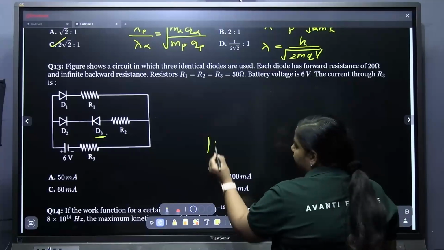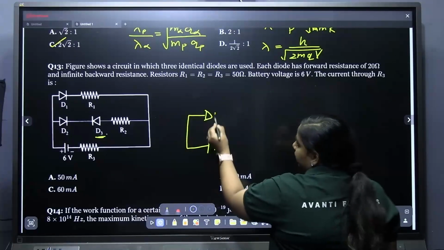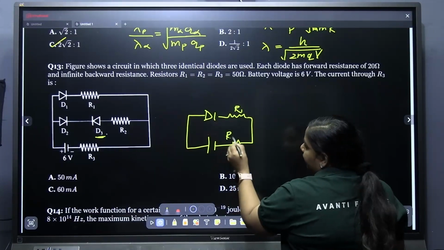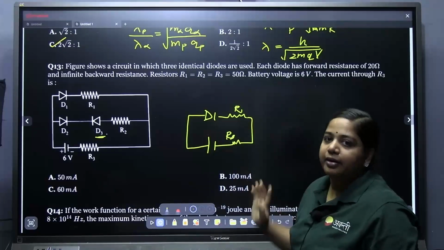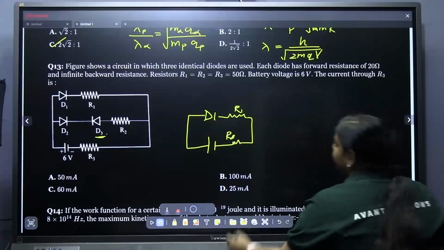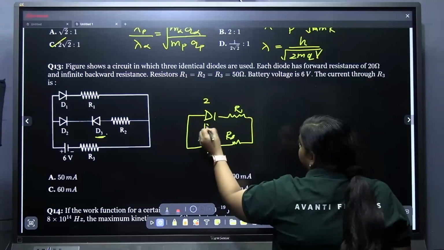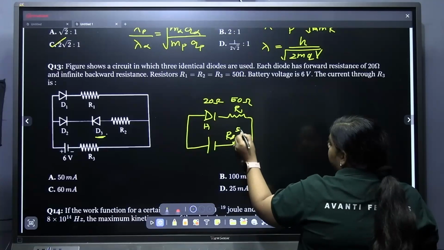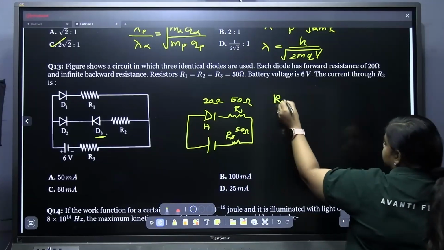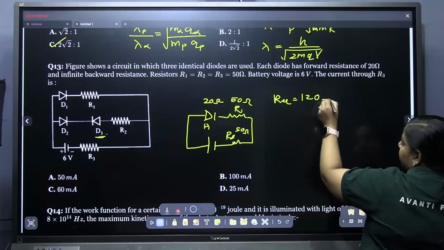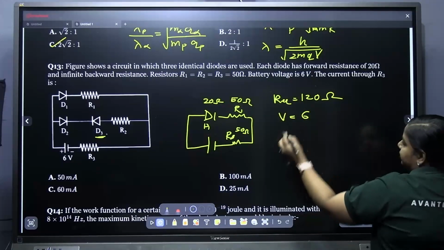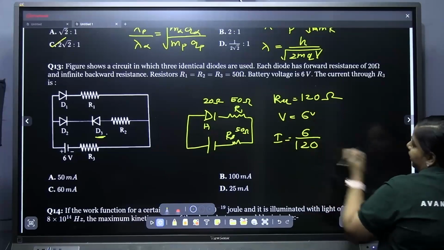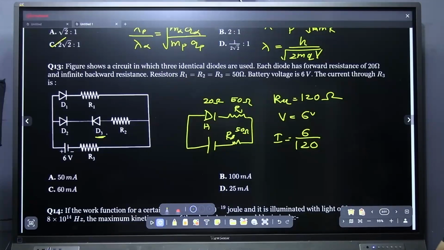So we can reduce the whole thing to D1, R1 and R3. So total current will be current through R3. Okay, D1 is 20 ohm, this is 50 ohm, this is also 50 ohm. So total resistance equal to 120 ohm, V equal to 6, which means I equal to 6 by 120. What will be the answer?